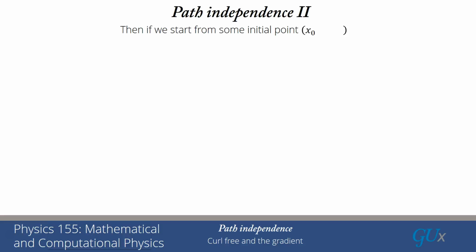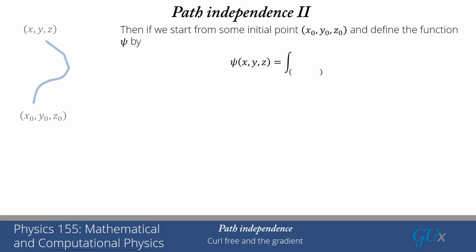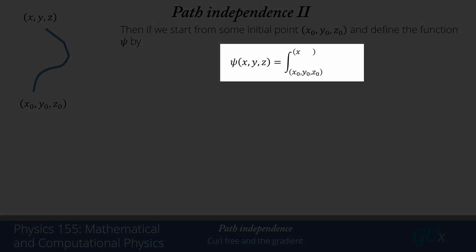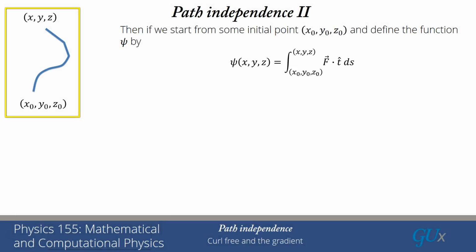If we start from some initial point, x0, y0, z0, and then define the function psi to be the integral from that initial point to some new point, x, y, z, of f dot t ds, we have a little schematic sketch of how this would work. We start at some point x0, y0, z0, and we end up at some point x, y, z.